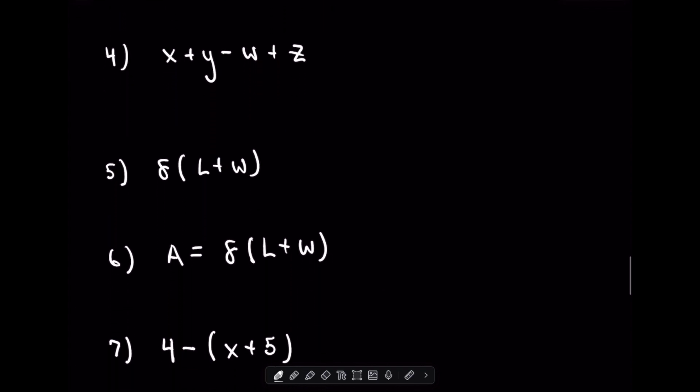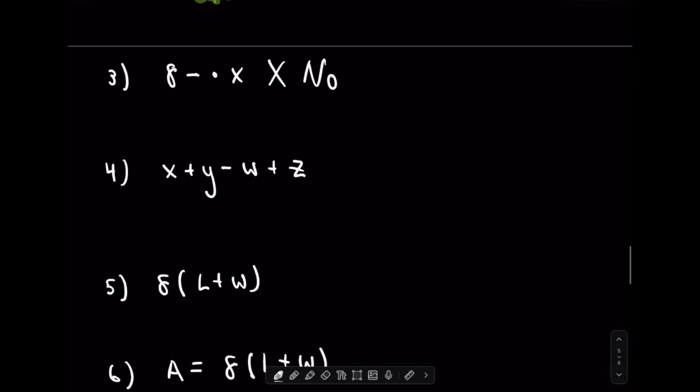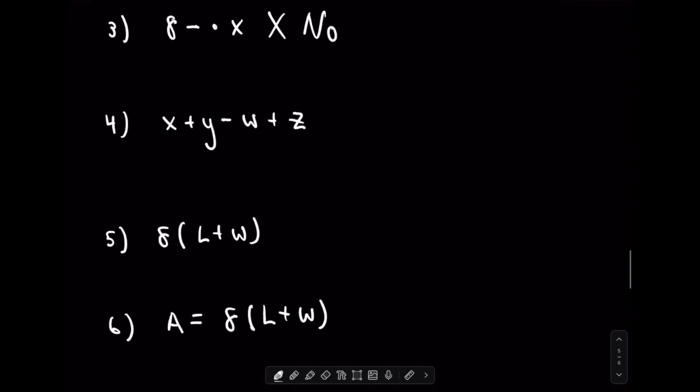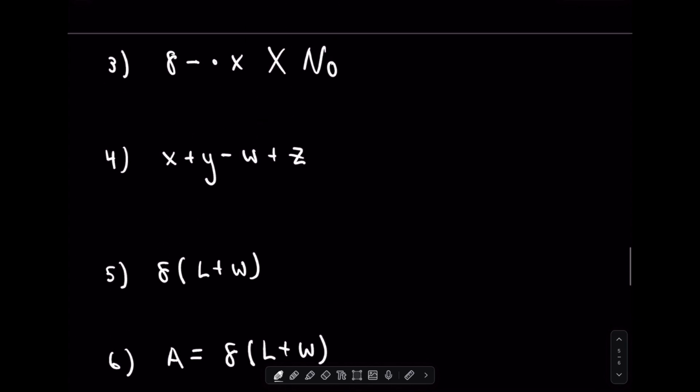Let's see, we've got a few more here. 4 is much like one of our later ones, I think, actually. I apologize. So in 4, it just says, hey, we've got x, and then we're going to add the variable y. So we've got x, we're going to add y to that, and then I'll subtract whatever value w has, and then I'll add on whatever value z has. So yes, that's an expression.